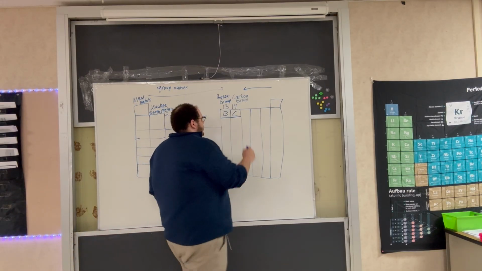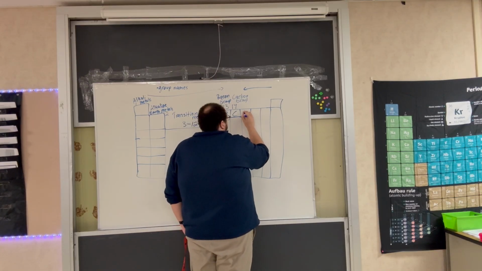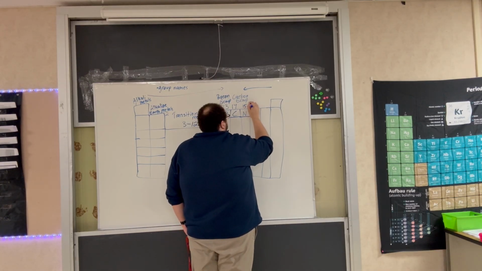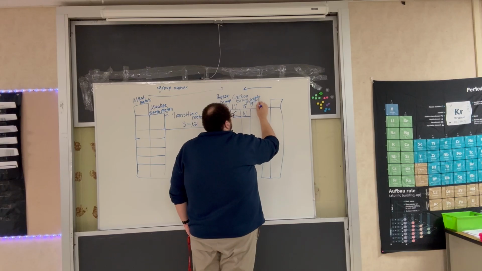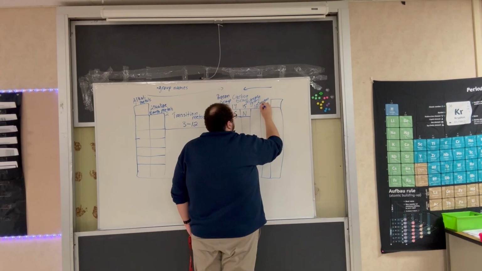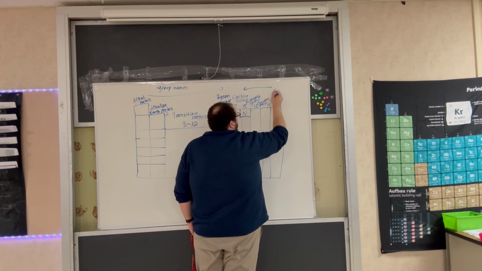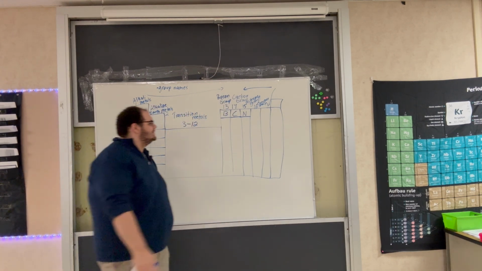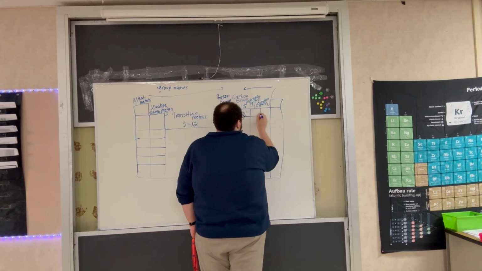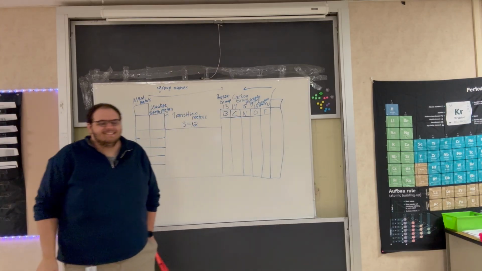What's the top element in 15? Nitrogen. What do we think that group is going to be called? The nitrogen group. What about 16? Oxygen group. Now what about 17? What's the top element? F. Fluorine. So what do you think the group is? Nope, you're wrong. It is not the fluorine group.